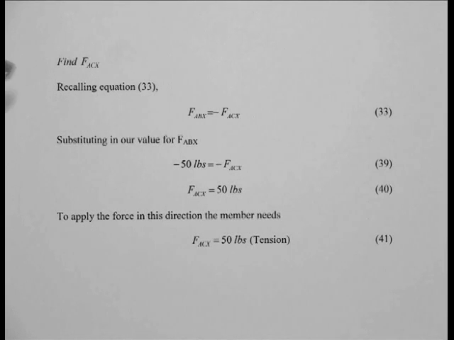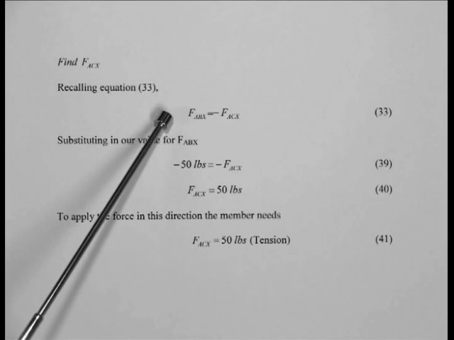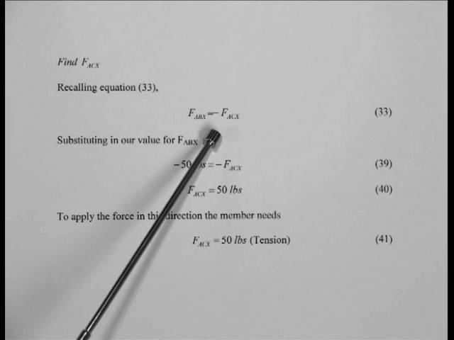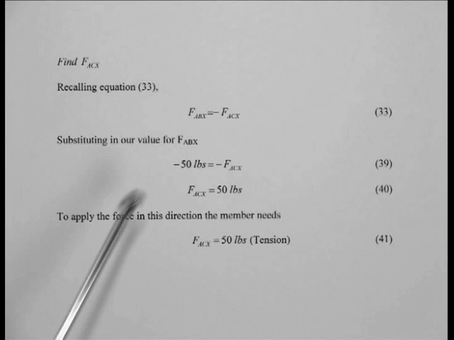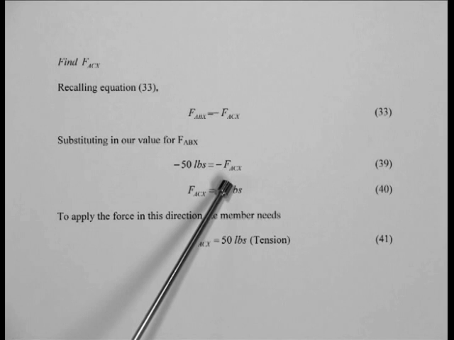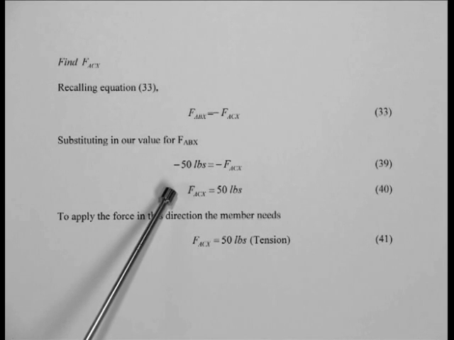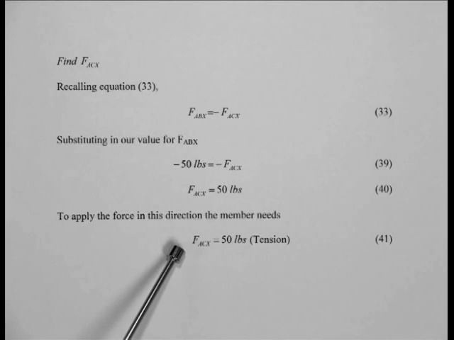Next, we will find the force ACX, recalling the equation 33, where the force ABX is equal to the opposite of the force ACX. Substituting in the known value for ABX, we find that minus 50 pounds is equal to minus the force ACX. Thus, the force ACX is equal to 50 pounds. To apply a force in this direction, the member needs to be in tension.